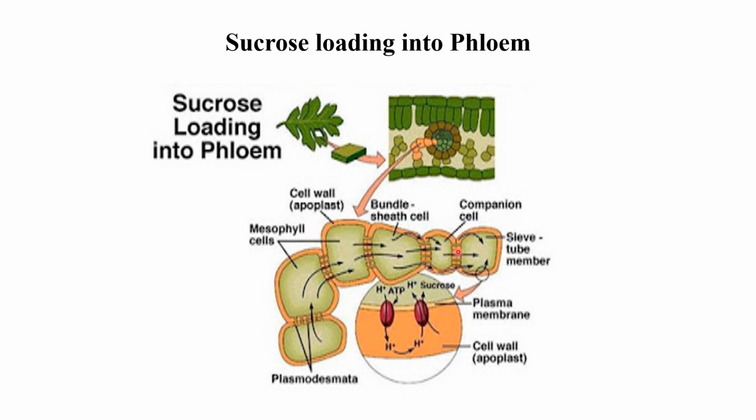Now the sugar enters the companion cell. From the companion cell, sugar is directly deposited in the sieve tubes of the phloem symplastically. Here the loading process is completed symplastically.